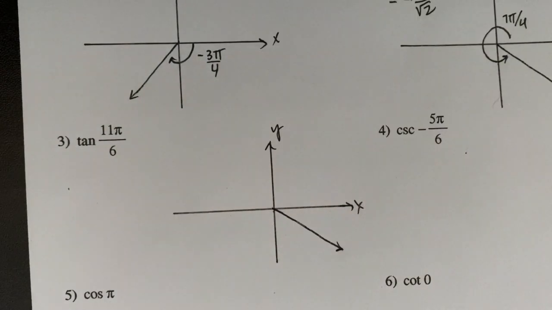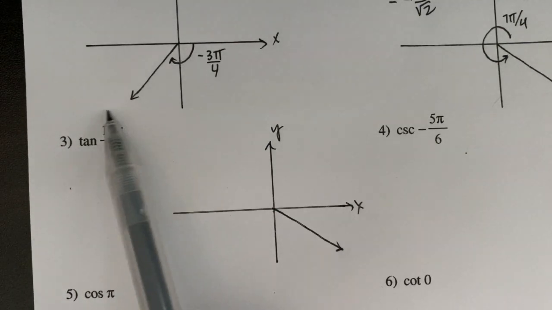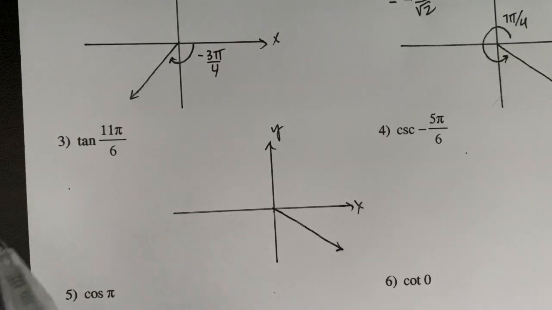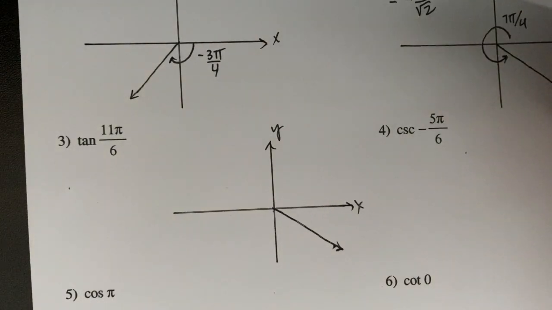11/6. Oh, and one thing I forgot to mention, we should always make sure that it's in simplest form first. Because if this were, let's say 12 pi over 6, 12 divided by 6 would give you 2 pi. So then 2 pi would be over here, and it wouldn't be an angle that has a reference angle of pi over 6. Most of the angles that you'll be getting will be in simplest form already though, but you always want to check to make sure that it is.